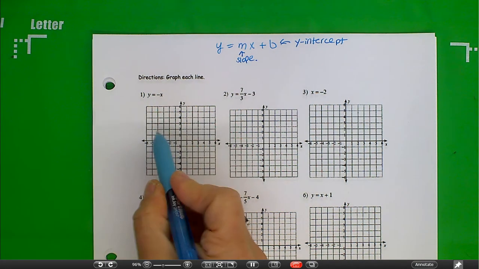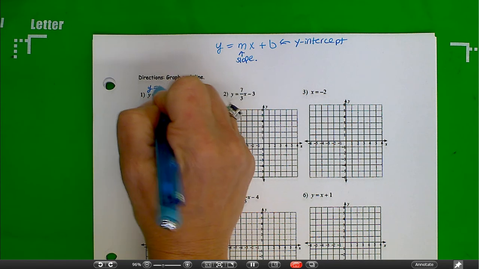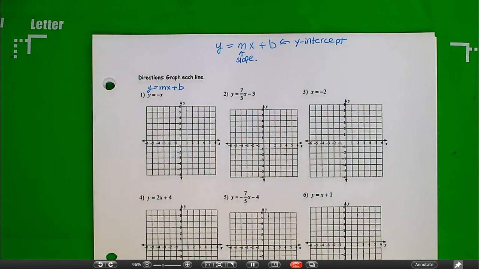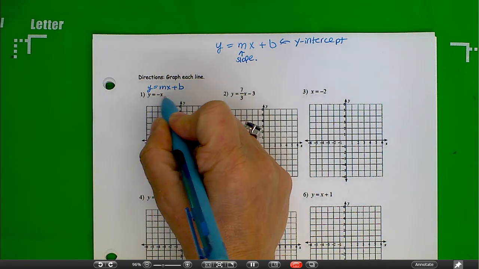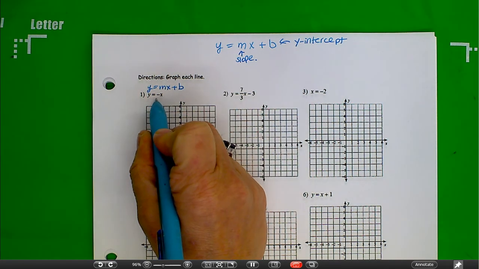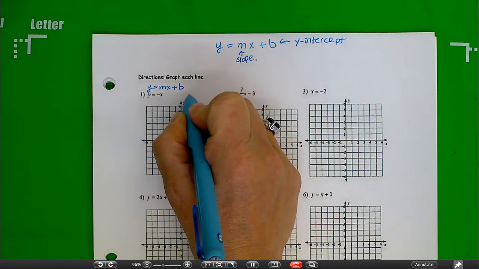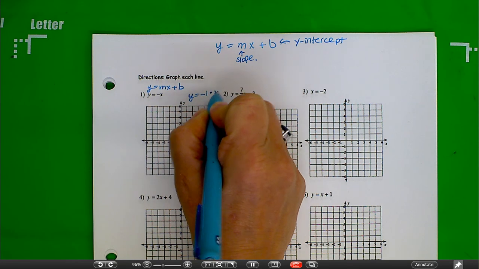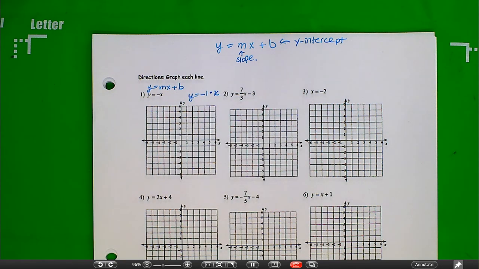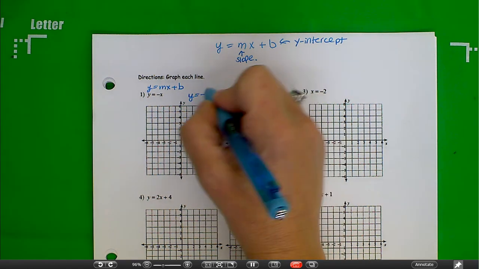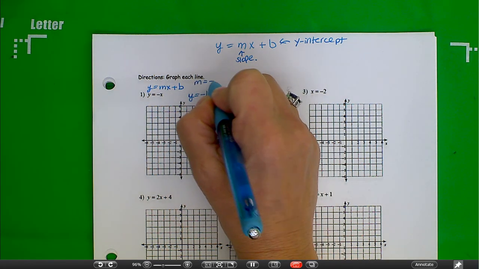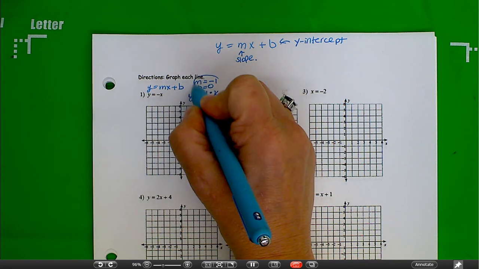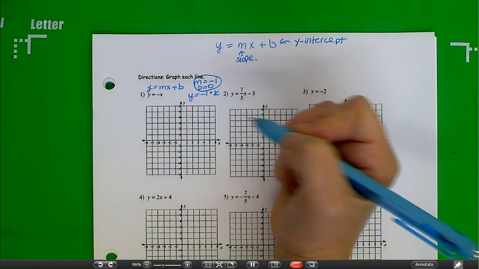Let's start off with the first one. We have y equals mx plus b. So we have the equation of the line is y equals negative x. So I have y equals negative 1 times x. I just wanted to show you that that's the same. And so m is equal to negative 1 and b is equal to 0. So once we have these 2 points, it's easy to graph.